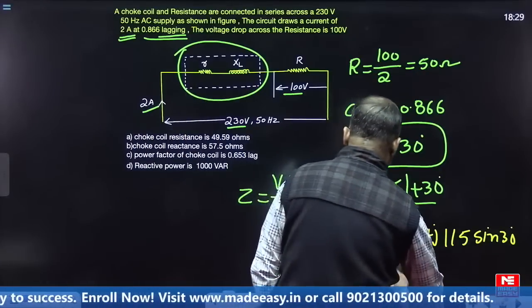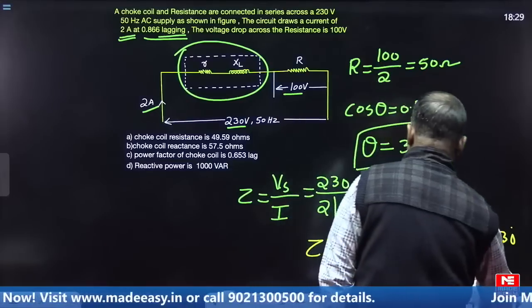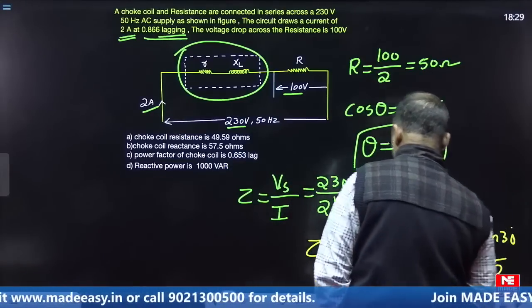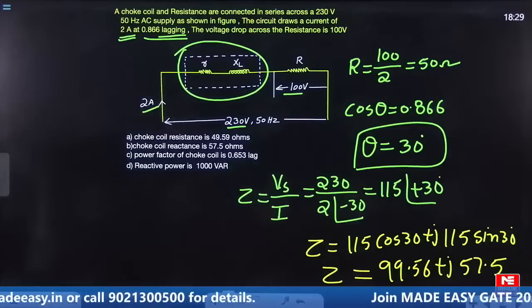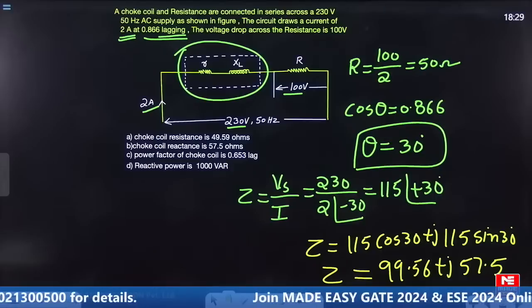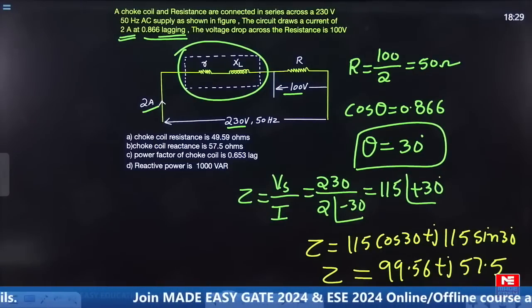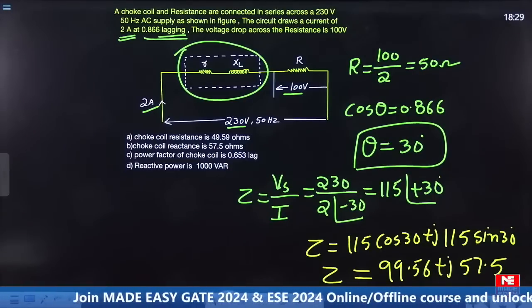99.59 plus j. What is the one more value? 57.5. Check it, is it correct? Very good. Many students gave a reply. Very good. Somebody got 59.9. Check once again.